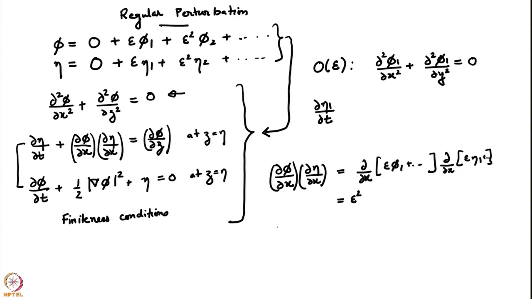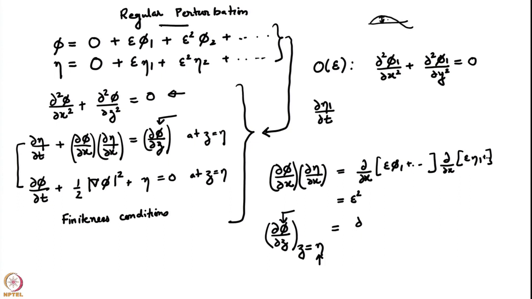Alright, what about the third term? The term on the right is del phi by del z at z is equal to eta. Now, we have to be careful here, because there are two places where the perturbation expansion is going to apply. One is in phi itself, but another is in the place where you are evaluating the derivative. So, as a first step, I am approximating del phi by del z. I want to find out del phi by del z at z is equal to eta.